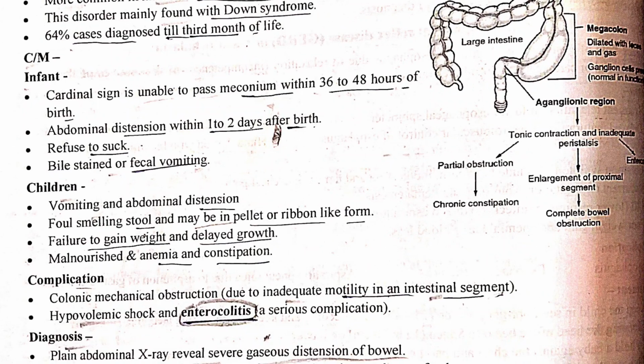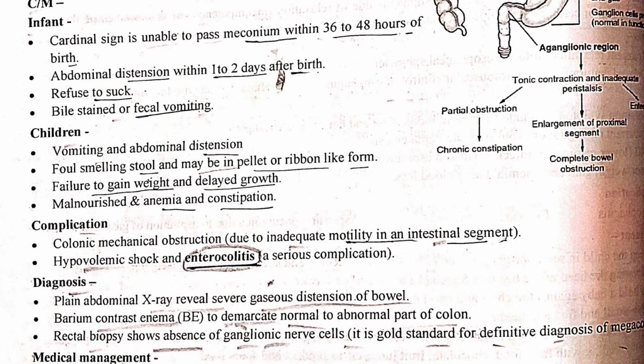Clinical manifestations: in infants, the cardinal sign is inability to pass meconium within 36 to 48 hours of birth. Abdominal distension within 1 to 2 days after birth. Refuse to suck. Bile-stained or fecal vomiting. In children: vomiting and abdominal distension, foul-smelling stool that may be pellet or ribbon-like, failure to gain weight and delayed growth, malnourishment, anemia, and constipation.